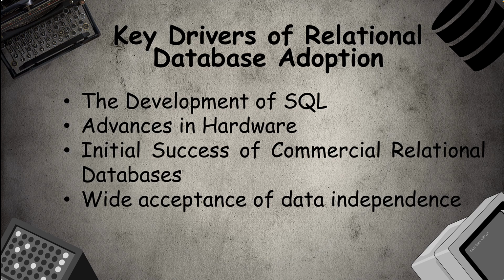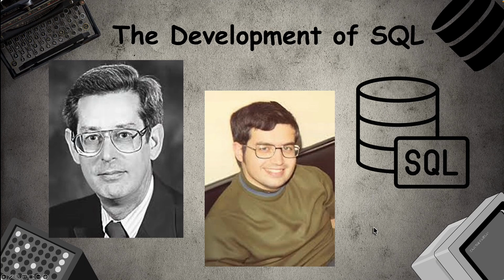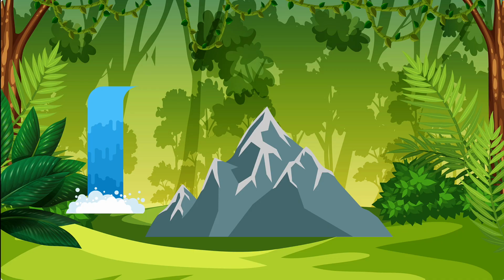The first one is the development of SQL. At IBM in the early 1970s, Donald Chamberlin and Raymond Boyce created SQL, the Structured Query Language. This language made it possible to retrieve data without writing complex application logic. It's like building a smooth road to reach a beautiful but remote landscape. Suddenly, more people can access and enjoy the landscape.